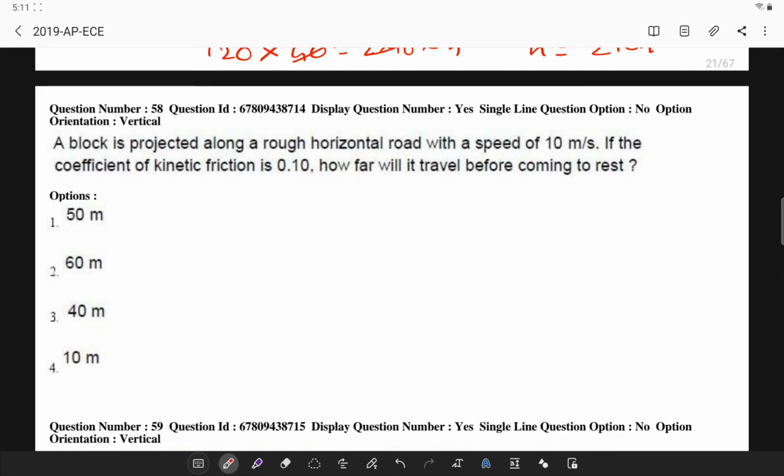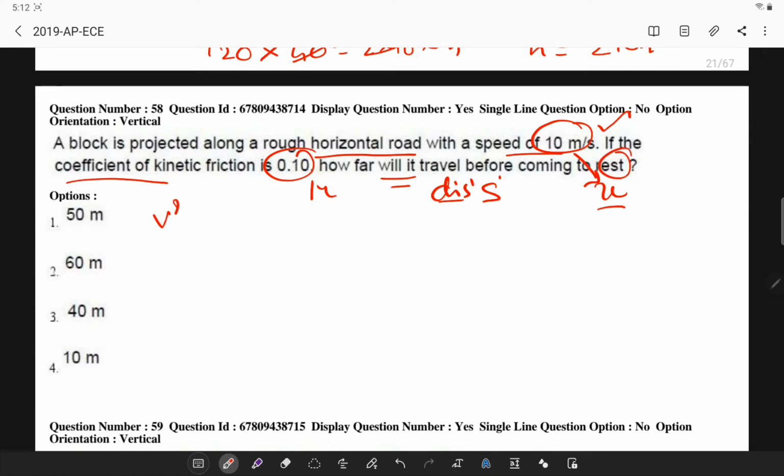So a block is projected along a rough horizontal road with a speed of 10 meters per second. So I am given the initial speed and the coefficient of friction, the mu value, is given as 0.10. Now he is asking what is the distance, or s, travelled by it before coming to rest.